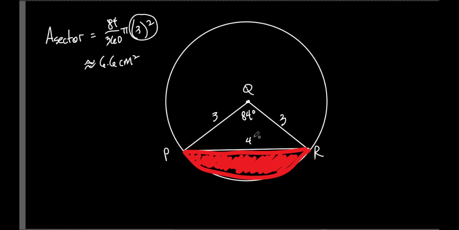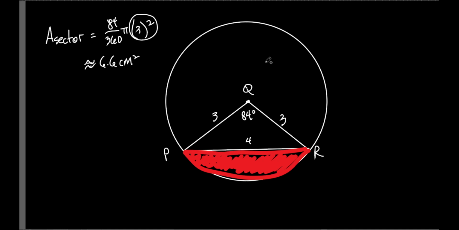Now remember, I know what the whole thing is. I know what they both add up to be. Listen and think. You guys are looking around making jokes. You're not thinking. You've got a triangle, you've got the segment, but you know what they both add up to be. 6.6. So how do I find just that little segment? Subtract the triangle from the whole sector.